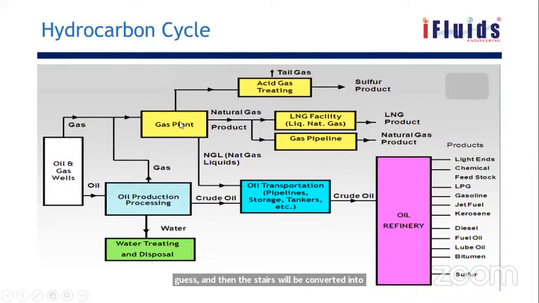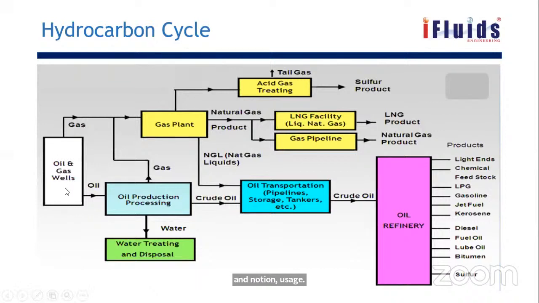And then the main gas, natural gas, will be supplied to the LNG facility, or they can directly use it through a gas pipeline as a natural gas product, where they use it as fuel for industry and fuel for domestic consumption.